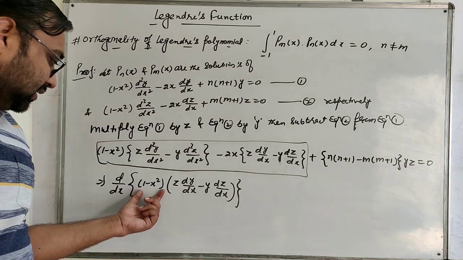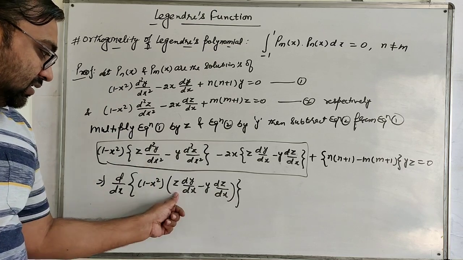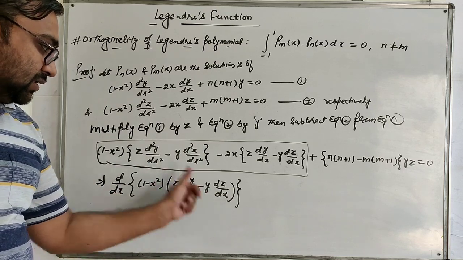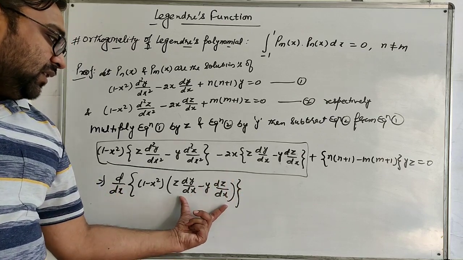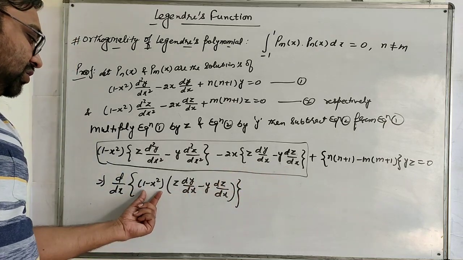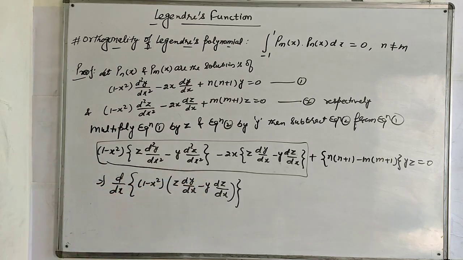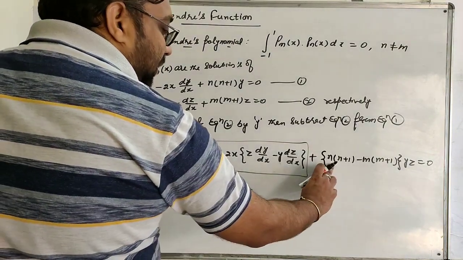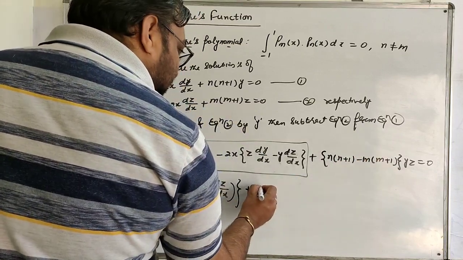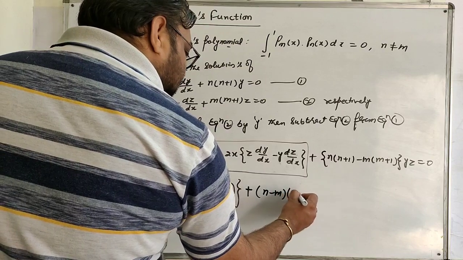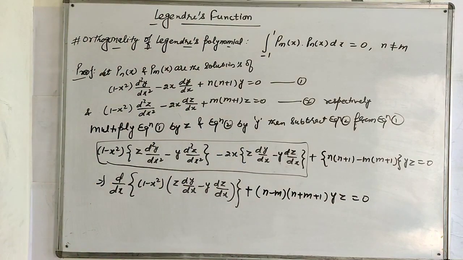See, if (1 minus x square) is kept as it is, then differentiation with respect to x is z d2y over dx square minus y d2z over dx square, and when (z dy over dx minus y dz over dx) is kept as it is, then differentiation of the first factor is minus 2x. So we can write it in this form, and plus n square plus n minus m square minus m. So on simplifying we can write it as (n minus m) into (n plus m plus 1) yz is equal to 0.